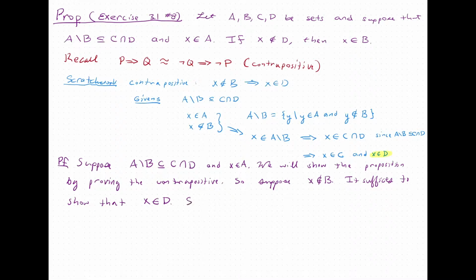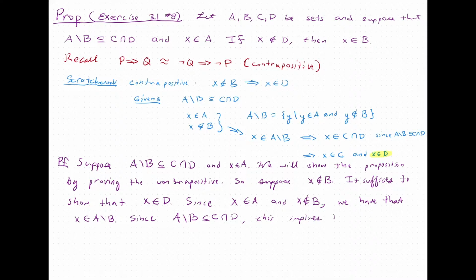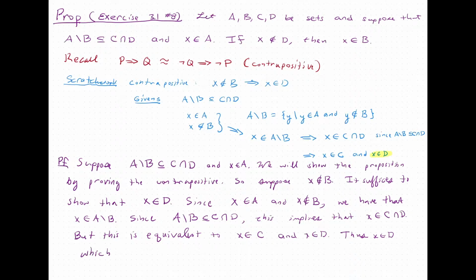We can go ahead and say, since x is in A and x is not in B, we have that x is in A minus B. Since A minus B is a subset of C intersect D, this implies that x is in C intersect D. But this is equivalent to x in C and x in D. Thus, x is in D, which shows the contrapositive, or we can just say which concludes the proof.